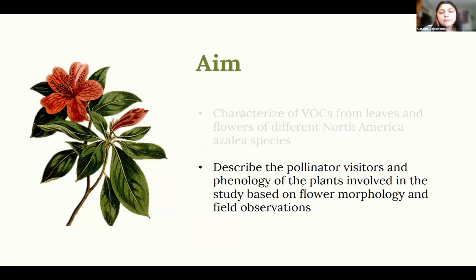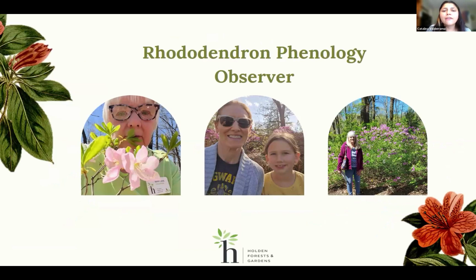So based on that, we are aiming to describe the pollinator visitors and the phenology of the plants involved in the study, based on flower morphology and field observations. To do this, we had two options, and one of them was to go into the field and take the data, which is good for us. But we wanted to start a long-term project where we have more robust data and closer, more detailed monitoring in the gardens.